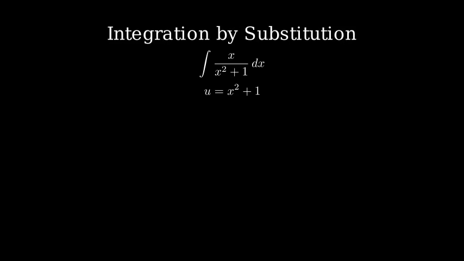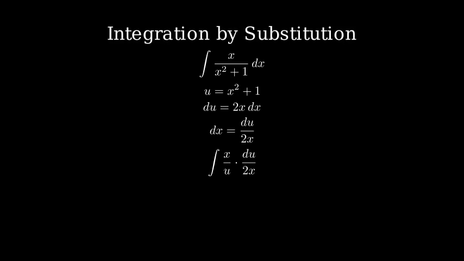Now we need to find du. If we differentiate u with respect to x, we get du equals 2x dx. Solving for dx, we get dx equals du over 2x. Now let's substitute these expressions into our original integral. We'll replace x squared plus 1 with u in the denominator, and replace dx with du over 2x.